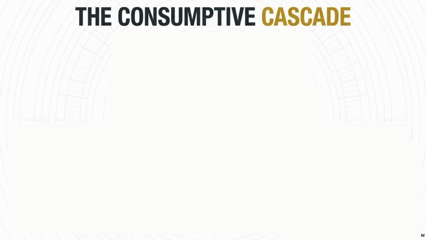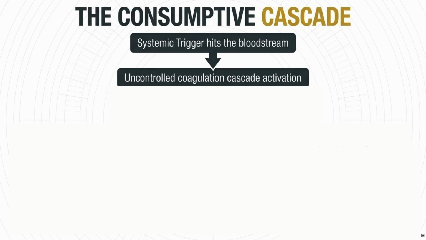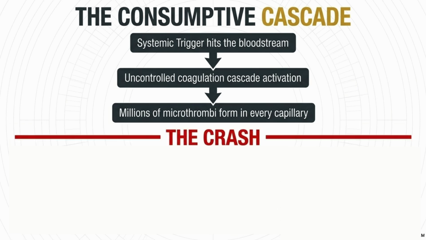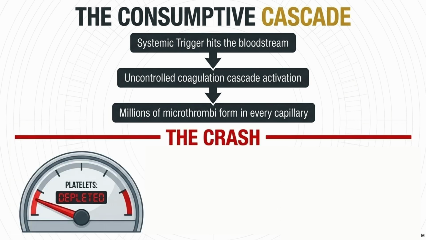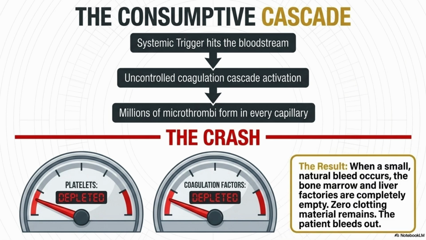Once triggered, the patient enters the consumptive cascade. First, the systemic trigger hits the bloodstream. This causes uncontrolled activation of the coagulation cascade. Because of this, millions of microthrombi form in every capillary of the body. Then comes the crash. Your platelets are totally depleted. Your coagulation factors are totally depleted. The fatal result? When a small natural bleed occurs somewhere in the body, the bone marrow and liver factories are completely empty. Zero clotting material remains and the patient bleeds out.